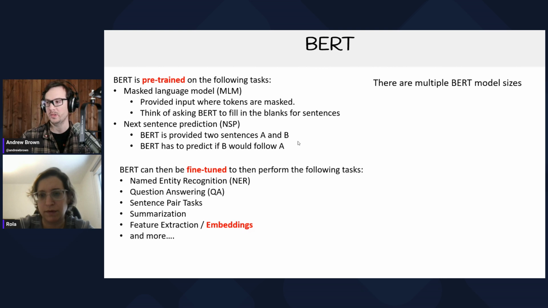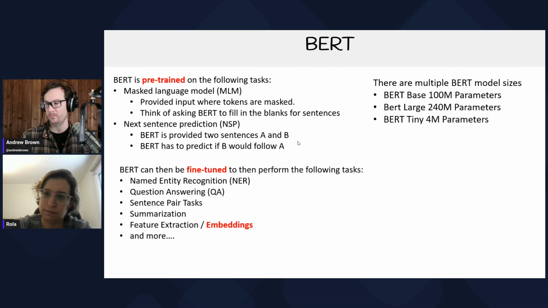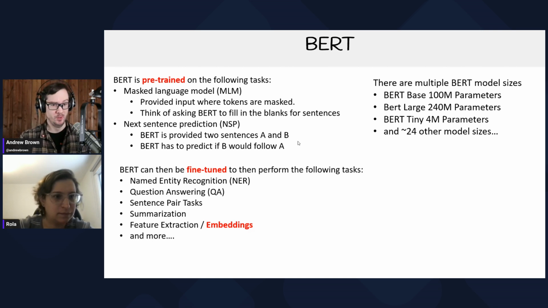So there are multiple sizes of BERTs. We have 100 million parameters, 240 million parameters, 4 million parameters, and they said there were like 24 other varying models. I'm assuming BERT base uncased is the most used model. That's the one I keep seeing the most. I'm not as sure as to why, but obviously I would imagine that you're going to get different levels of performance based on the amount of parameters being used.